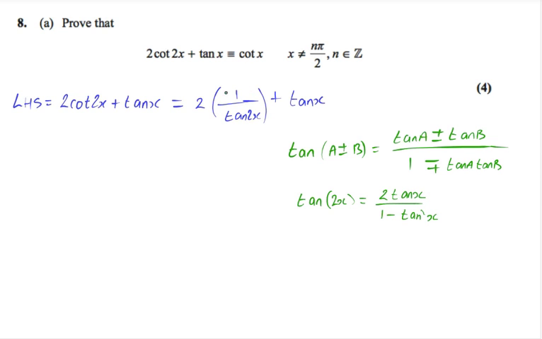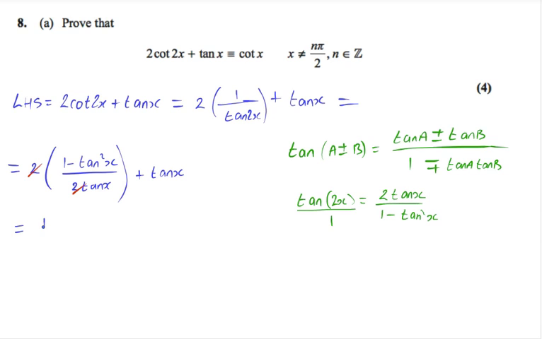Here we have 1 over tan 2x, so we can imagine tan 2x being tan 2x over 1. To get 1 over tan 2x, we can flip this upside down, so we must do the same with the other side. So 1 over tan 2x will be equal to 1 minus tan squared x over 2 tan x. Substituting that in, the 2's cancel out, so we have 1 minus tan squared x over tan x plus tan x.